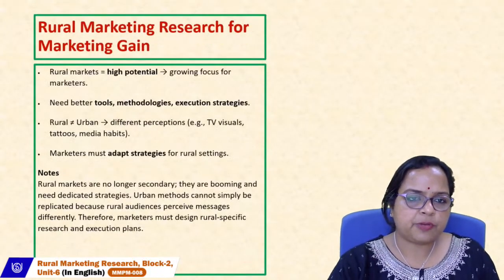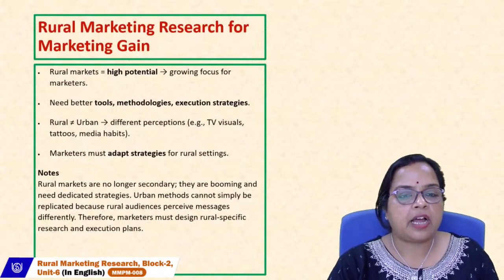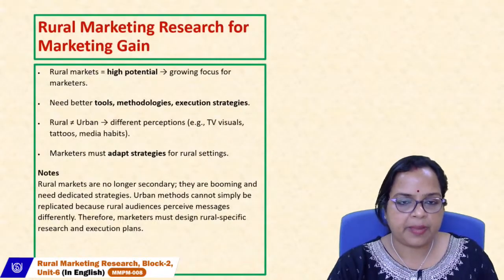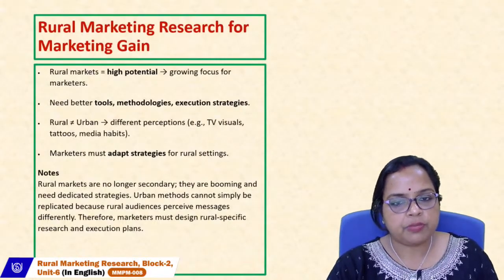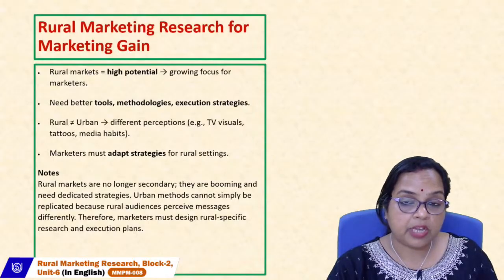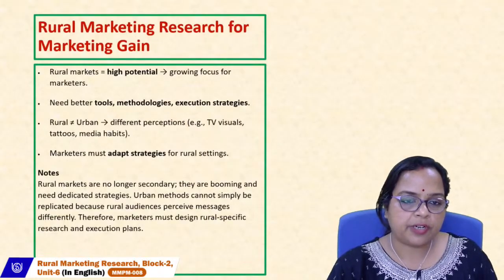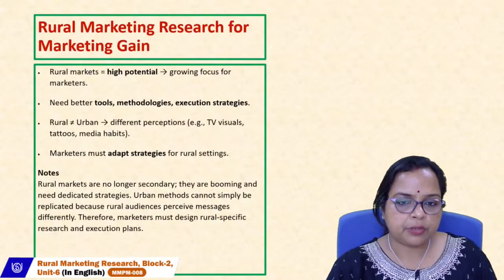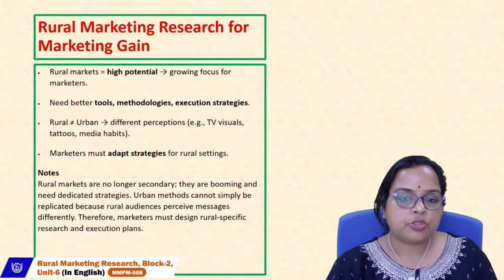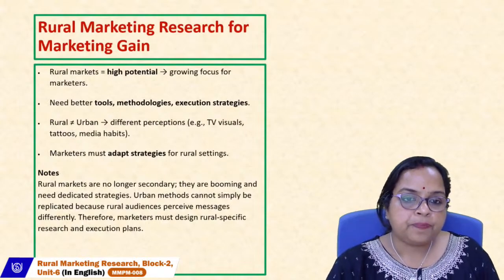Rural marketing research for marketing gain. How are marketers gaining out of it? Rural markets have high potential of buying behavior and growing focus for the marketers. Marketers need to reach them because it has high potential for the product, they are more in number, and they have more purchasing power, so marketers cannot avoid them. They need better tools, methodologies, and execution strategies. So marketers need to do research to understand how to execute their marketing strategies.